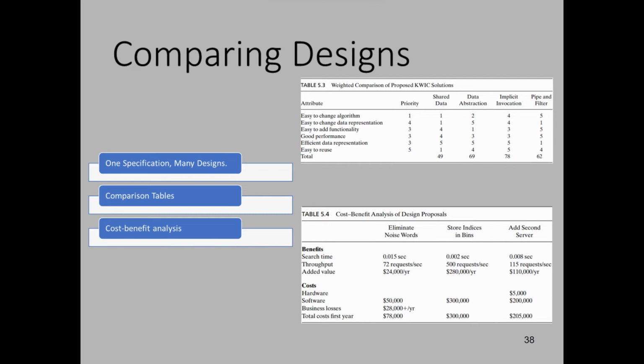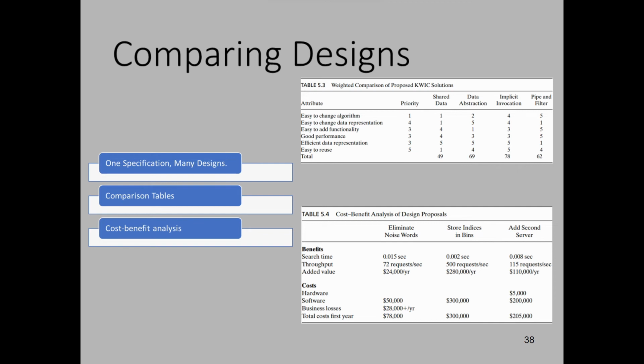Now, comparing designs. Comparing designs is very important since there can be multiple designs for a single project idea. So there are usually multiple designs, and it is important to choose the most efficient design that fulfills the majority of the client's requirements. Hence we need a measurement-based method to compare these designs so we make an informed decision. We can compare these designs using comparison tables and cost benefit analysis.